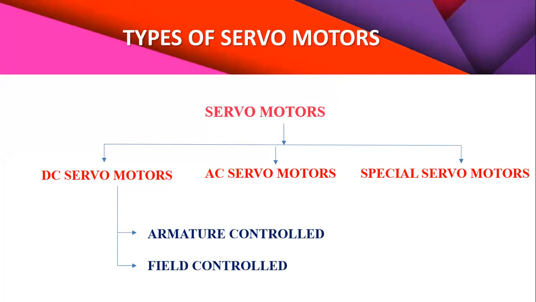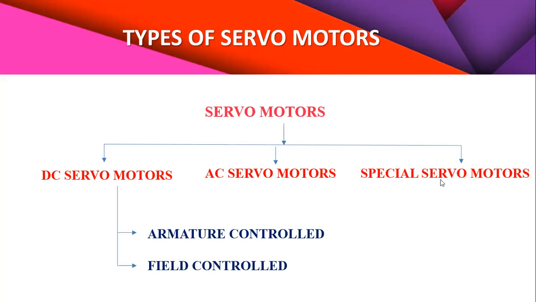Already you have studied the construction of DC machine in electrical technology. So the field winding is provided on the stator and the armature winding is provided on the rotor. Now, why is the DC servo motor classified into these two types? Already you have studied the speed control of DC motors. We have three methods: flux control method, armature control method, and supply voltage control method. The flux control method we can control from the field side, and the armature control method from the armature side. So that's why the DC servo motor is classified into two types, armature control and field control, based on the controlling action.